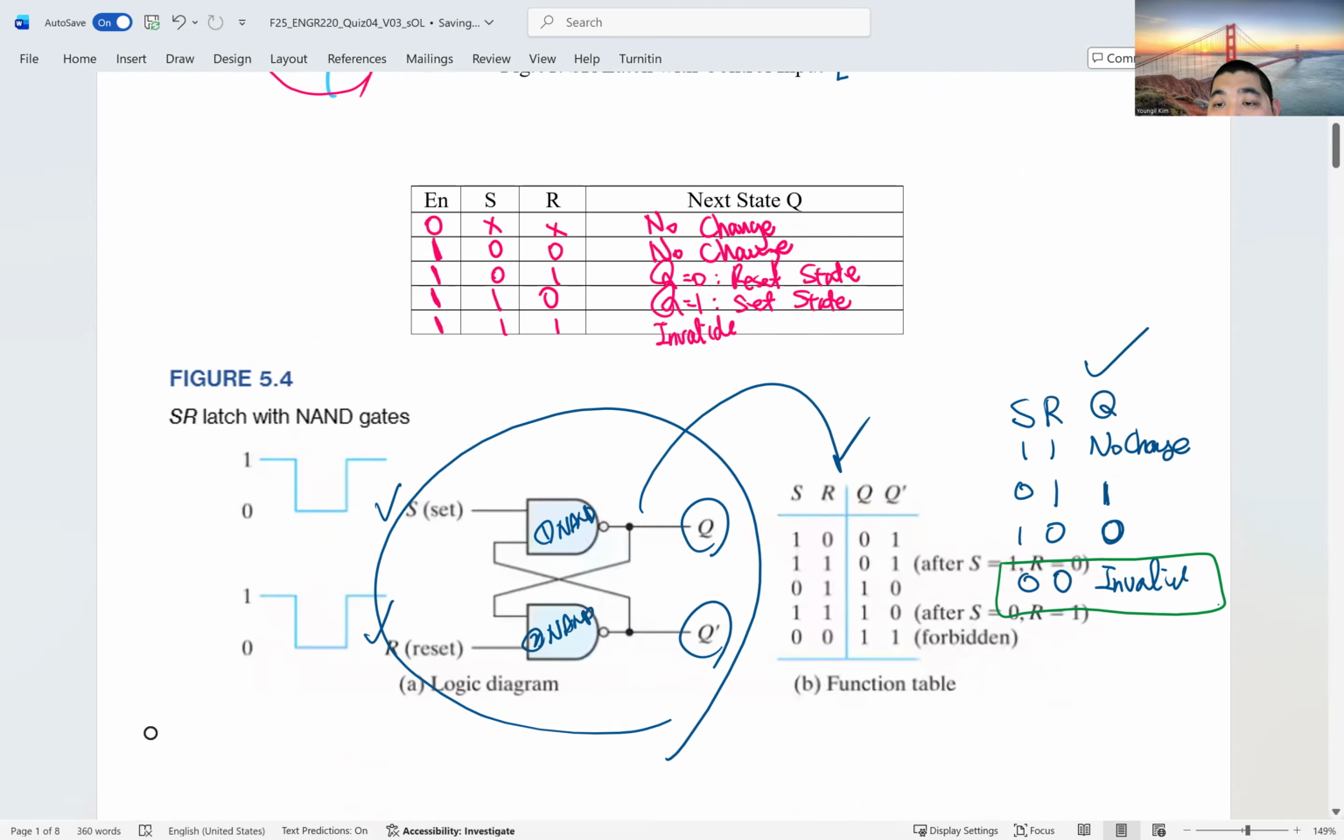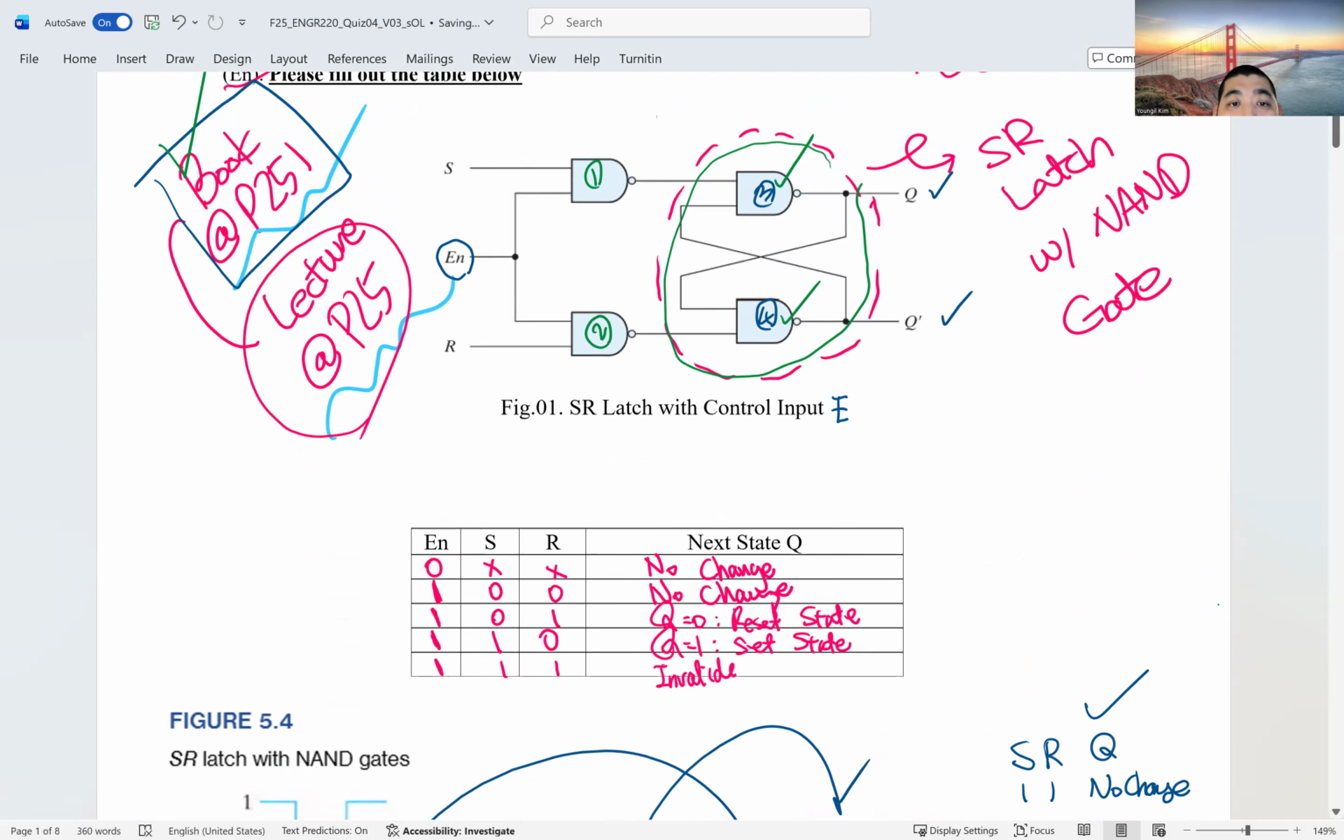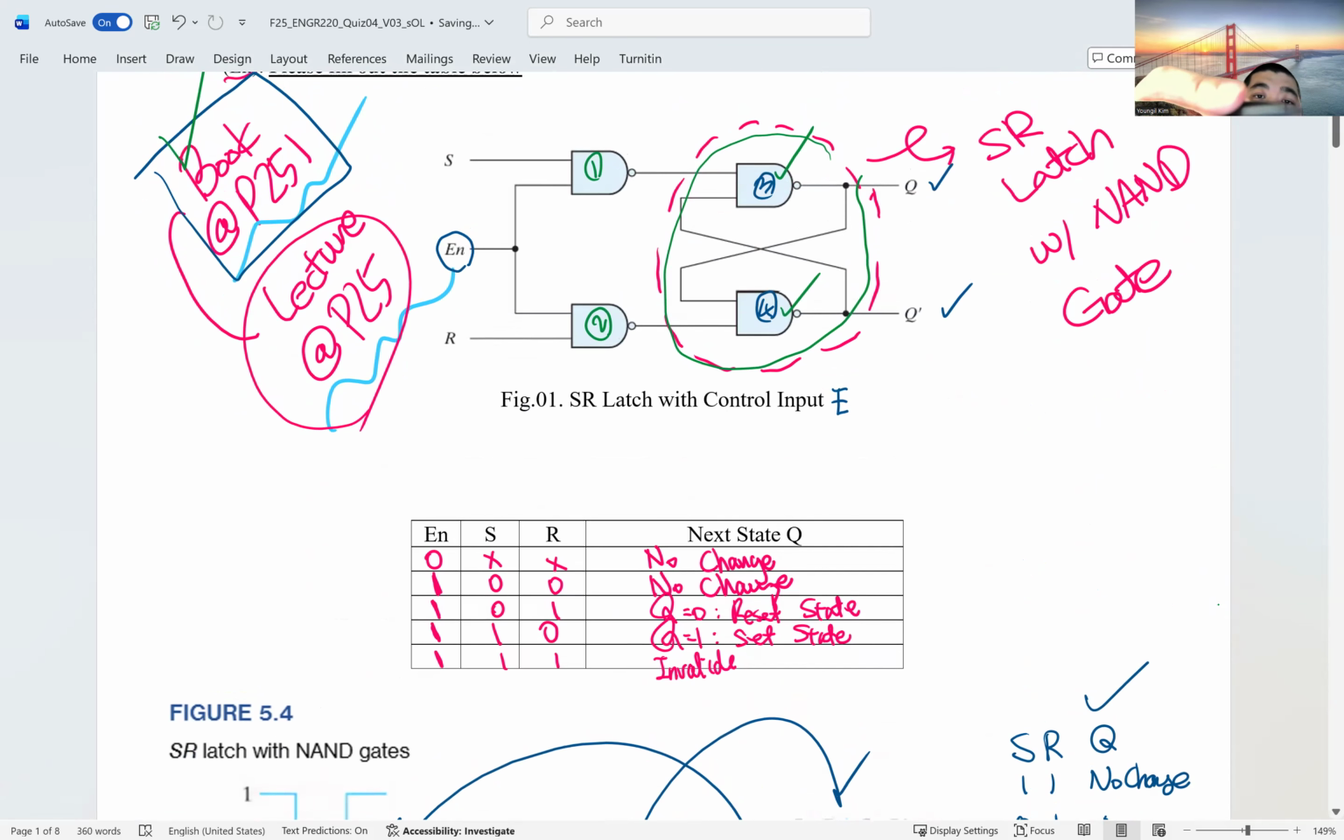All right, so I'm going to skip the Y derivation, but you have to know: SR 11 is no change, 01 is set, 10 is reset, 00 is invalid. So for EN 0, we're going to try EN 0 with SR 0 or 1. It doesn't matter. Why? Because that was given to X.